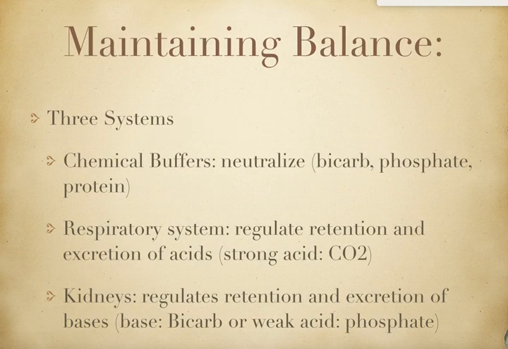So how do we maintain this balance? There's 3 main systems. We've got chemical buffers, we've got the respiratory system, and we've got the kidneys. So chemical buffers are those that act to neutralize, so bicarbs, phosphates, proteins. The respiratory system regulates the retention and excretion of acids through carbon dioxide, which is a strong acid. The kidneys regulate retention and excretion of bases, so bicarbonate and what is considered a very weak acid, phosphate.